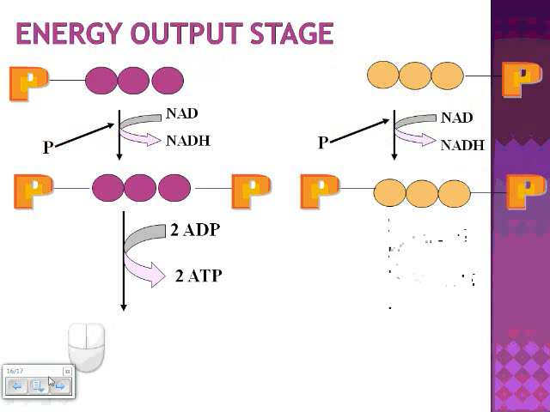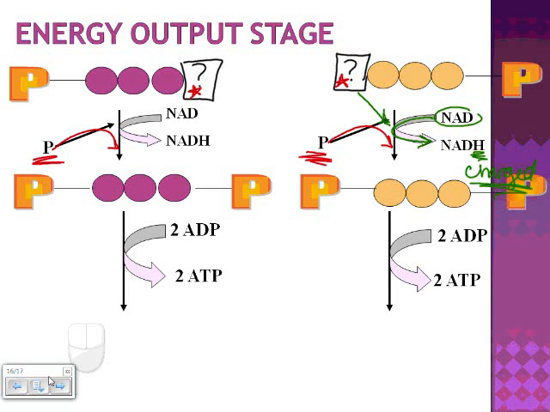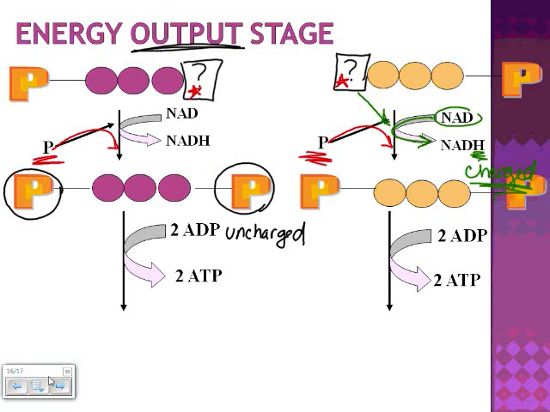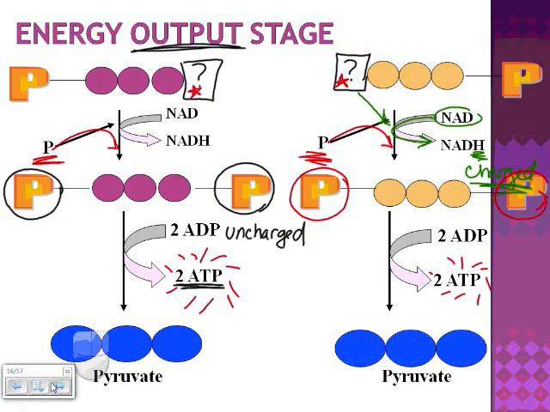But now, we're trying to output energy. We're trying to get energy out of this. So we're going to have 2 ADP, diphosphate, the uncharged version. Each one of these is going to come up. 1 ADP is going to take that phosphate. 1 ADP is going to take that phosphate. And it's going to give us 2 ATP. Our 2 ATP, those are our big energy molecules. Same thing on the other side. Take one phosphate, take the other phosphate, 2 energy molecules. And what you get are these 2 molecules that are called pyruvate.